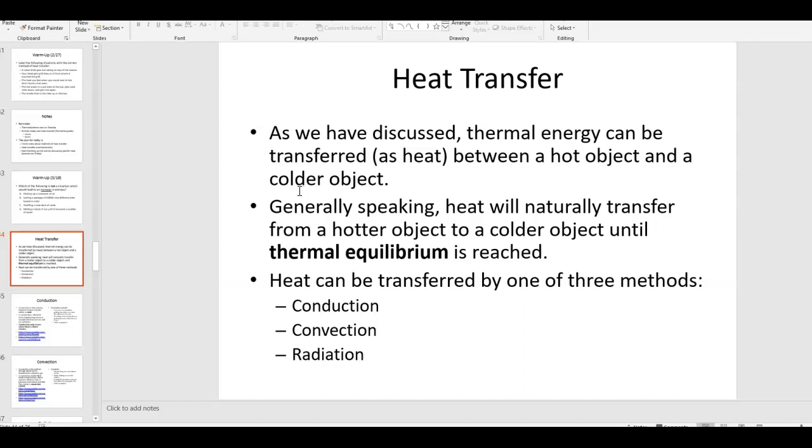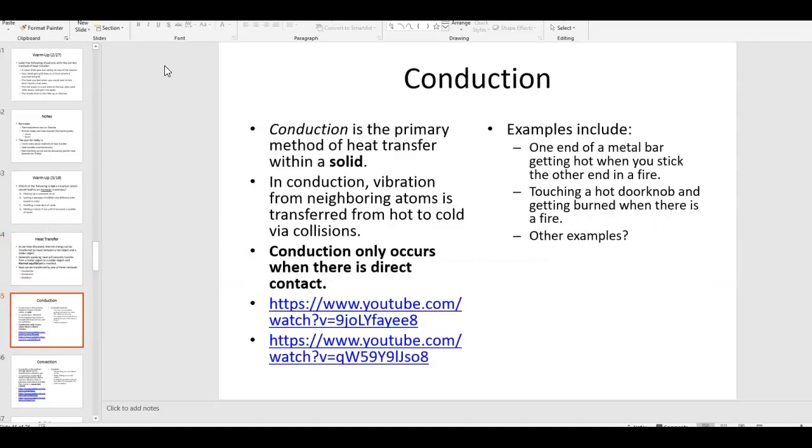So remember that typically speaking, if you have two objects in thermal contact, heat transfers from the hotter object to the colder object until they reach thermal equilibrium and there's no net heat flow between them. And we talked about that before. Now, the way heat can transfer is typically one of three methods. You have conduction, convection, and radiation. So you've probably heard those terms before. We're just going to go over them really briefly.